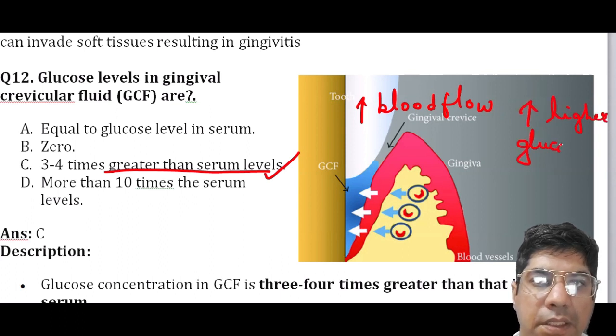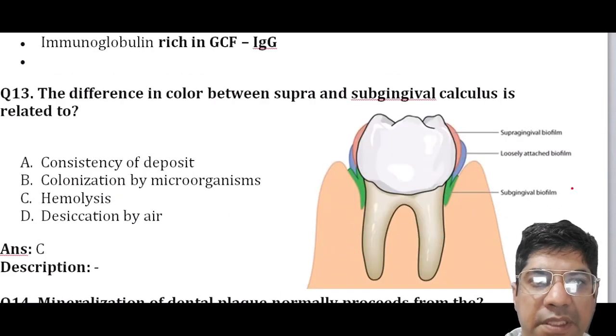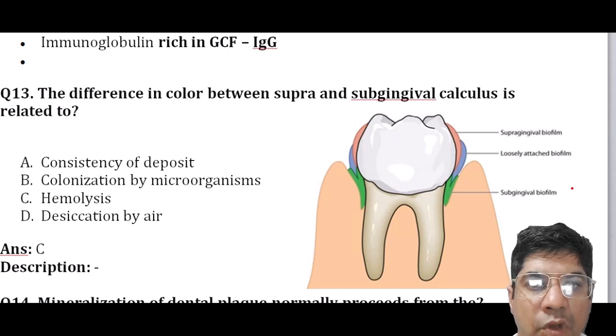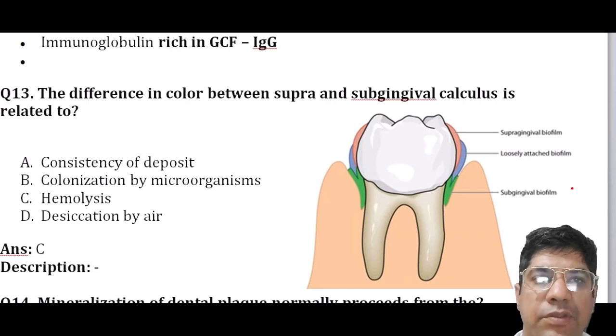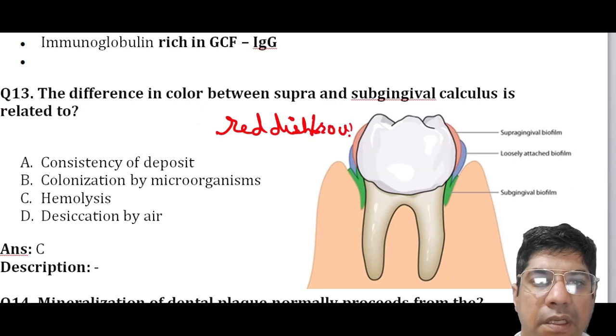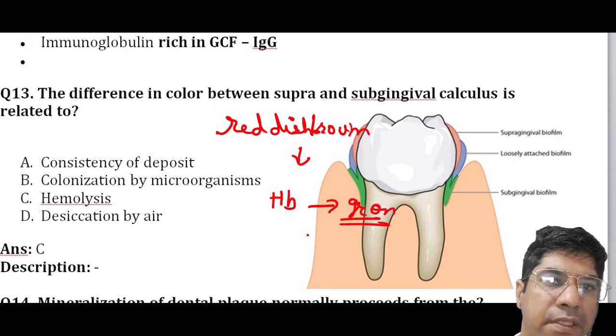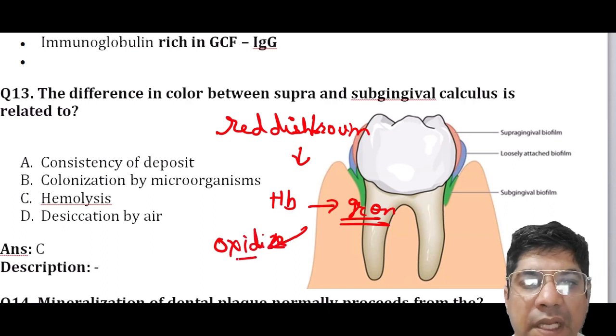glucose level. The difference in color between the supra and subgingival calculus is related to presence of hemoglobin and the effect of hemolysis. Subgingival calculus is situated below the gum line. Over time, the hemoglobin in the blood can be released and become trapped within the subgingival calculus. So that gives a reddish brownish color. Hemoglobin contains iron, so that can oxidize and contributes to the discoloration of the calculus. Whereas the supragingival calculus is often lighter in color.